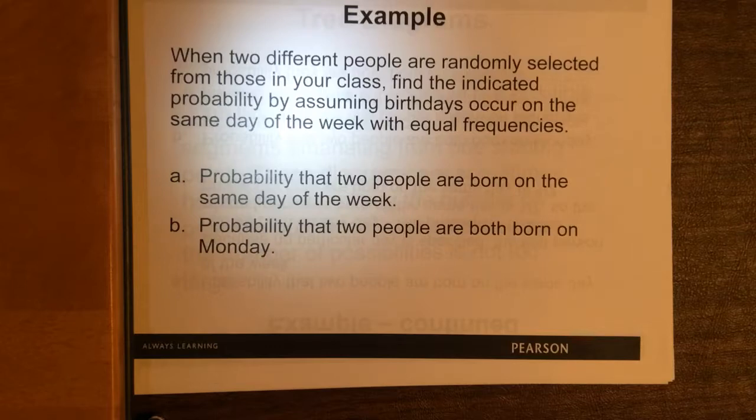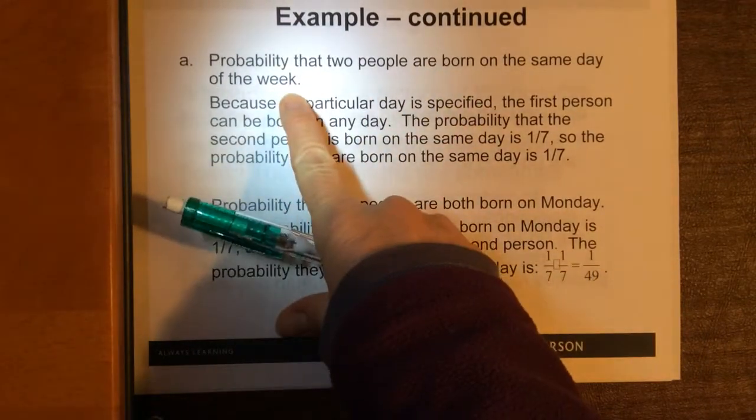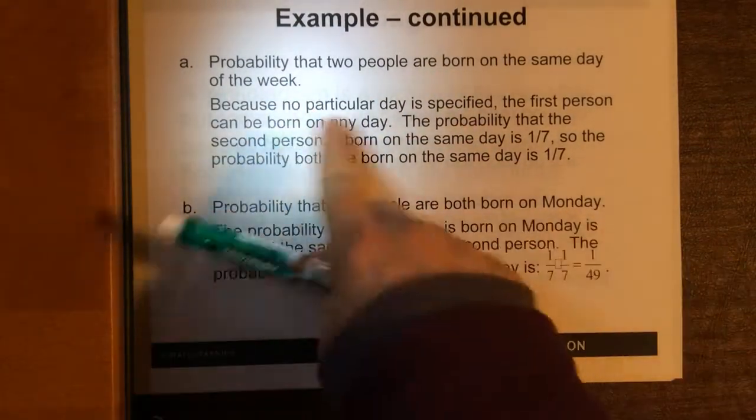Another example could be if we took 2 different people from our class and we wanted to find the probability, assuming that birthdays occur on the same day of the week with equal frequency. So just as many birthdays occur on Sunday, Monday, Tuesday, Wednesday, and so on. What would be the probability that 2 people will be born on the same day of the week? And then changing it a little bit, that 2 people are born on Monday. So there's a distinction between the two. 2 people born on the same day of the week, they didn't say what day.